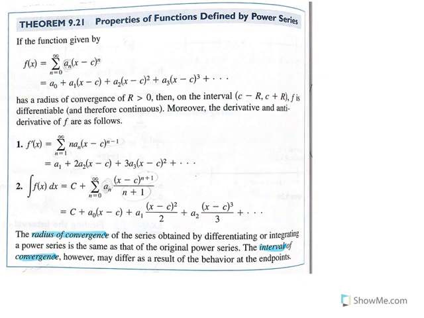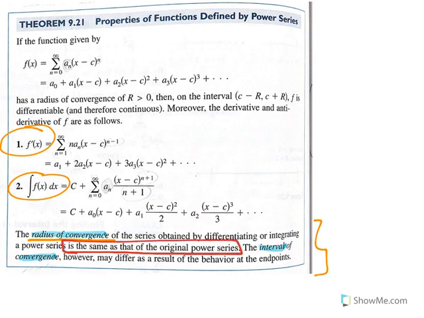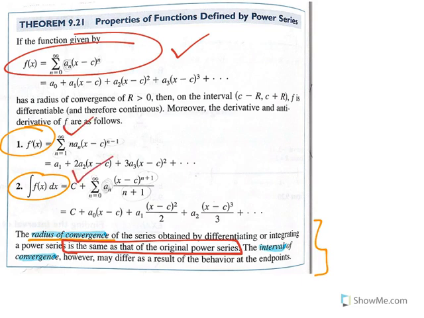But before we look at that, let's look at the last paragraph in the statement of the theorem. It states here that the radius of convergence of the series obtained by differentiating or integrating a power series is the same as the radius of convergence of the original power series. So you only have to do the ratio test one time. You only have to do the ratio test for the original power series, and that would tell you the radius of convergence for the original power series as well as the derivative and the integral of the original power series.